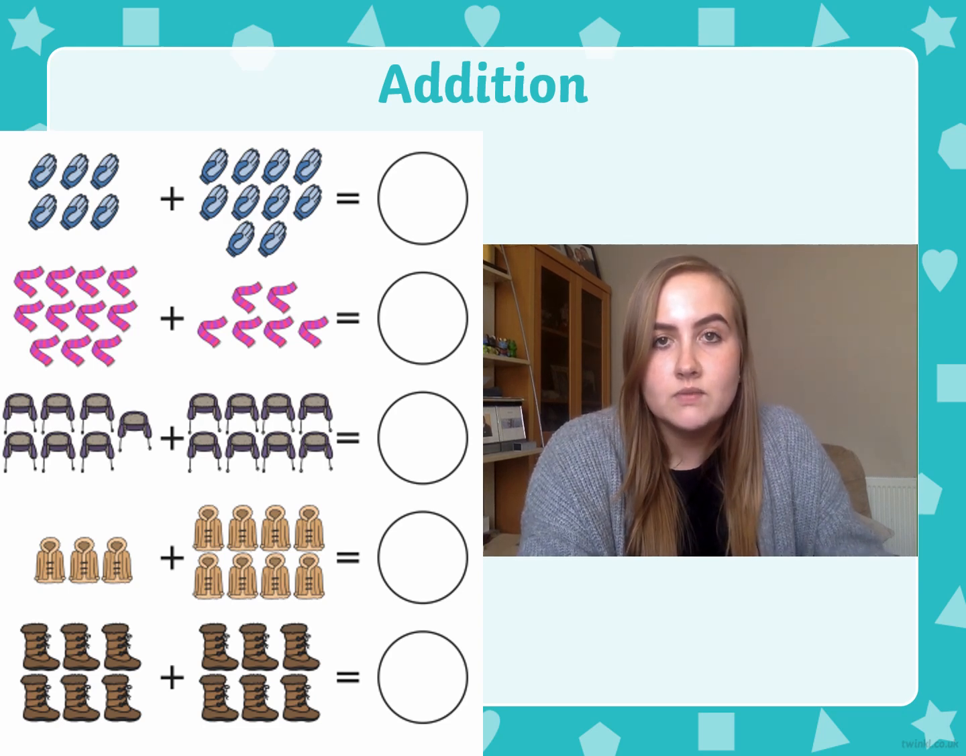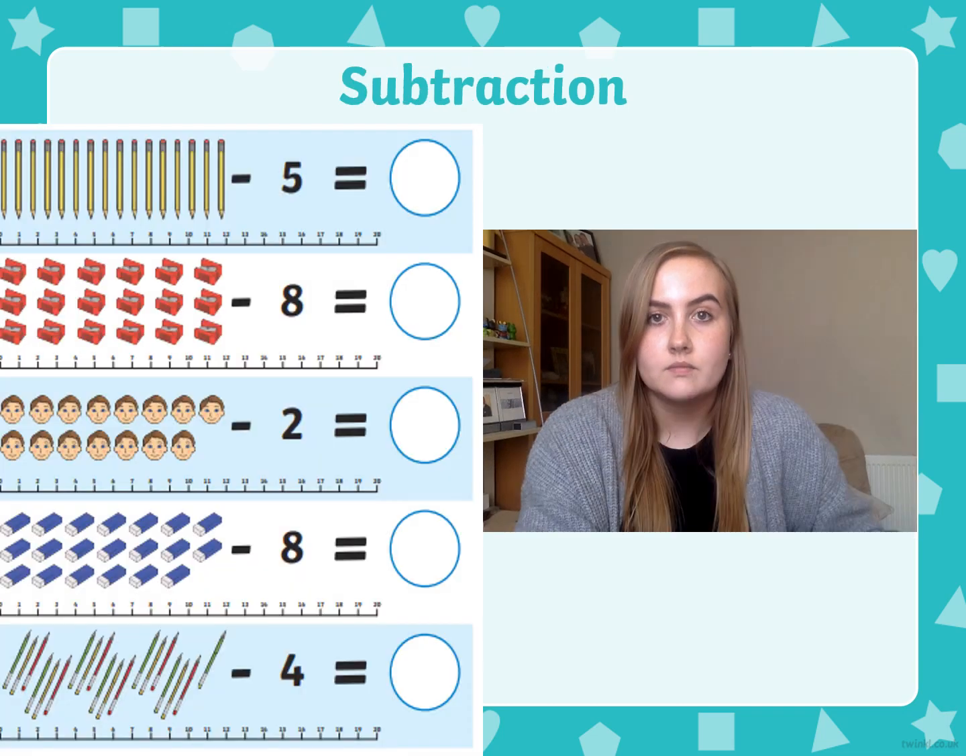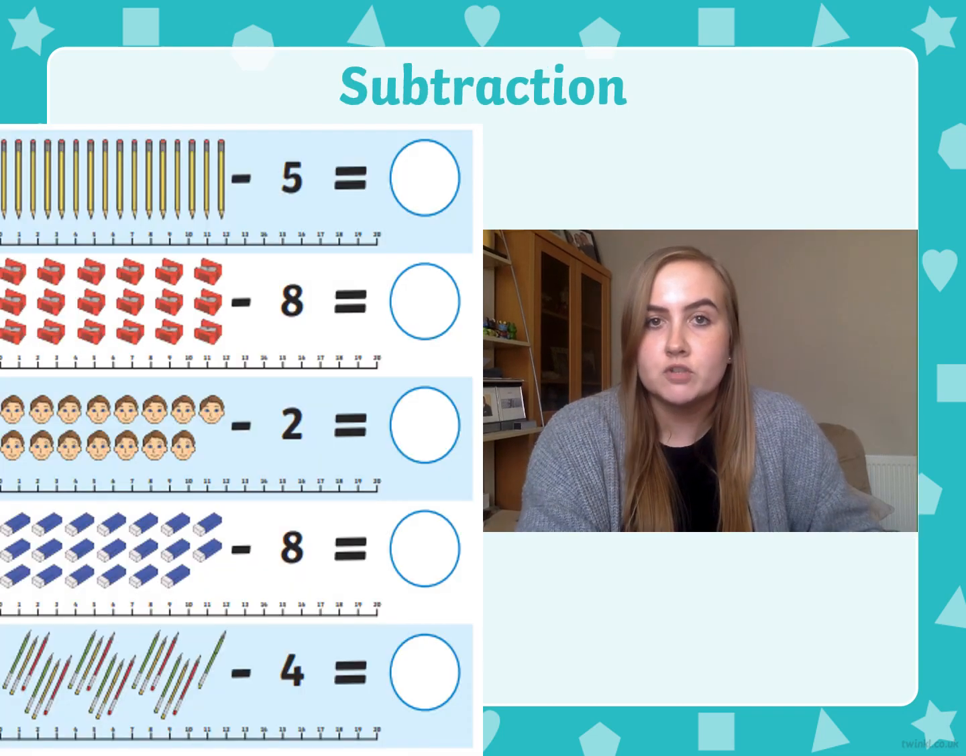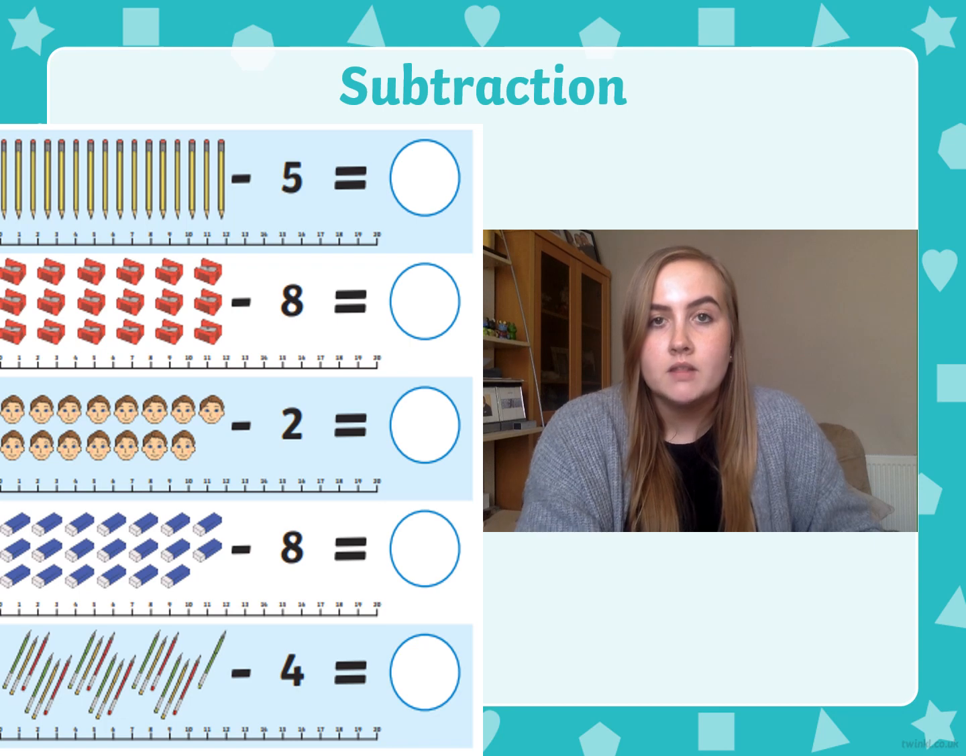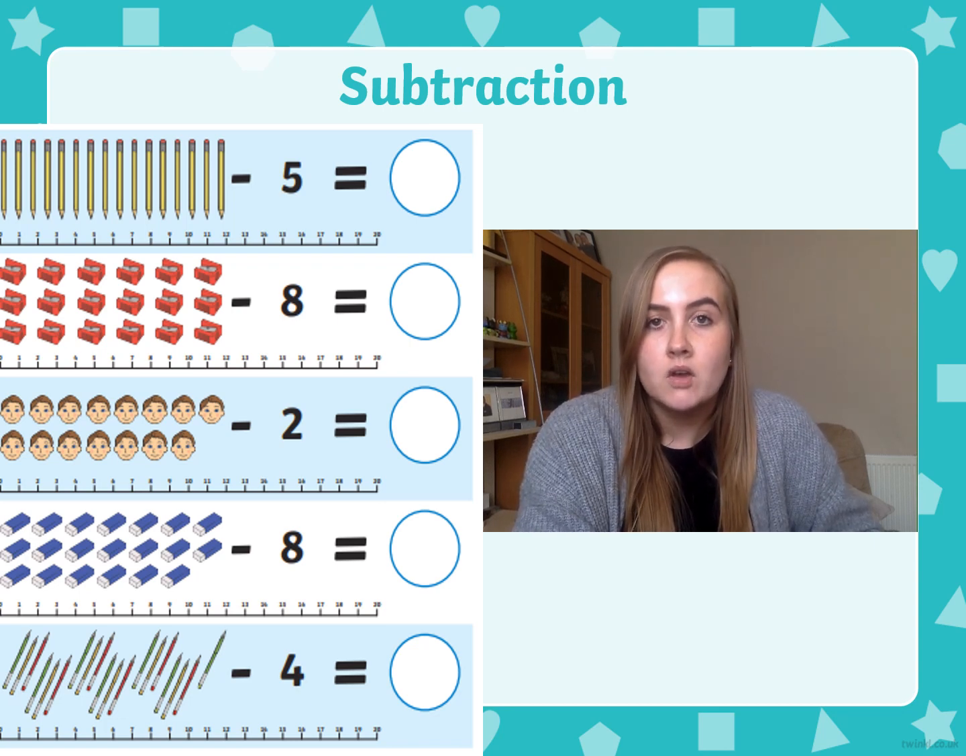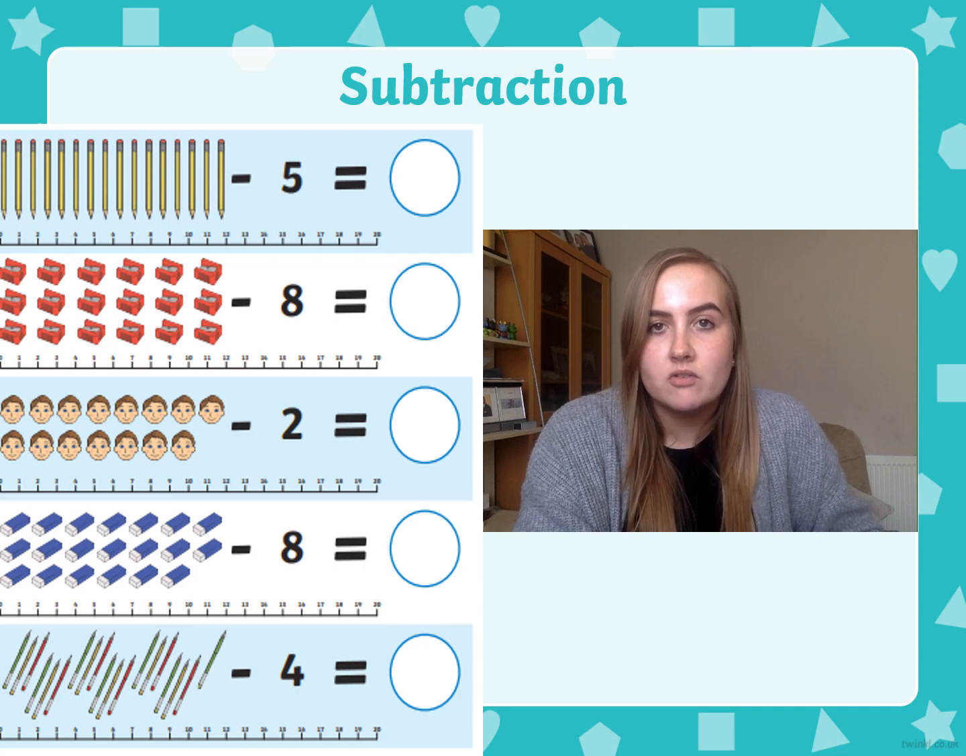So it's not addition within 10, it's now addition within 20. So make sure you count both groups of pictures together to work out the total. Now it's time for you to do some subtraction. So remember, the number that you need to take away, you need to cross out that amount of pictures. Once you've done that, see how many you've got left and write down the number.